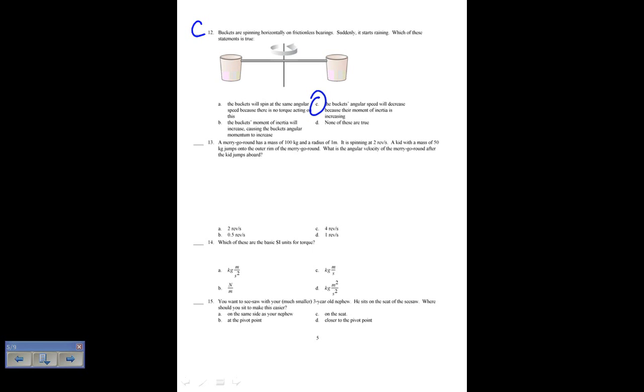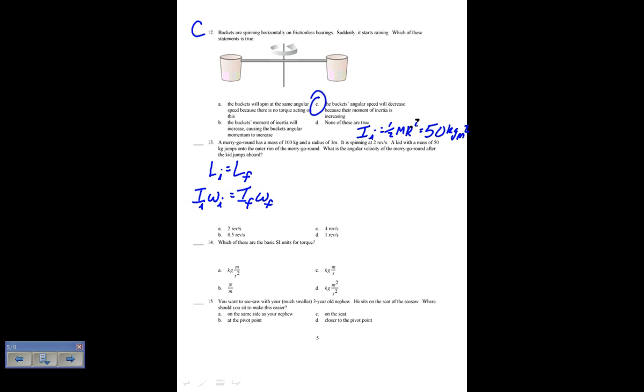Merry-go-round has a mass, 1 meter, spinning at 2 revolutions per second. Then a kid jumps onto the outer rim. What is the angular velocity? So I know that angular momentum initial is equal to angular momentum final. That is I omega initial equals I final omega final. The initial moment of inertia, I initial, is 1/2 mr squared. That's for a disk. That's 1/2 of 100 times 1 squared, which is 50 kilogram meters squared.